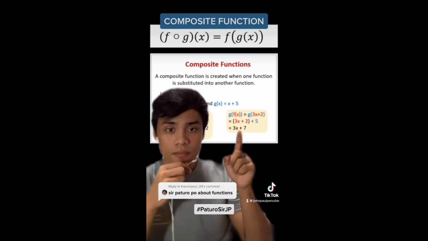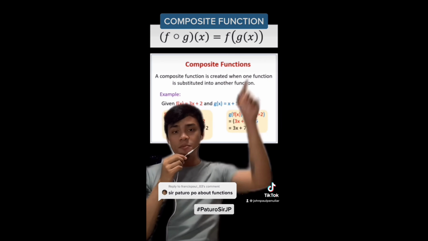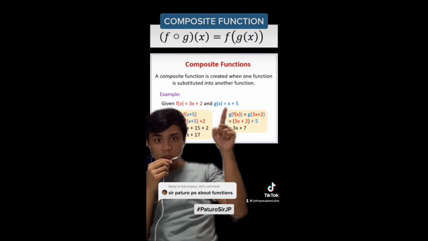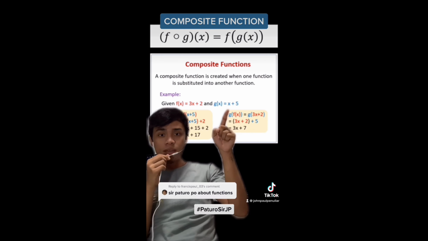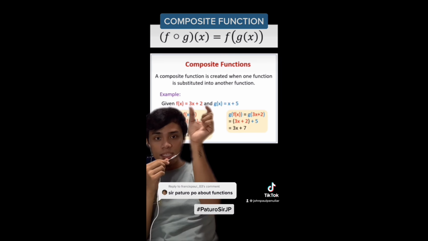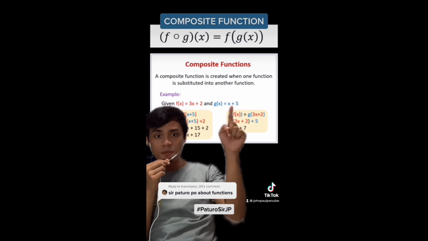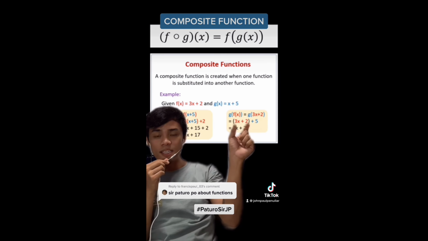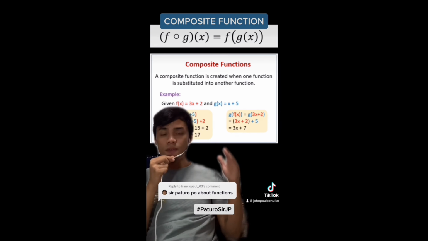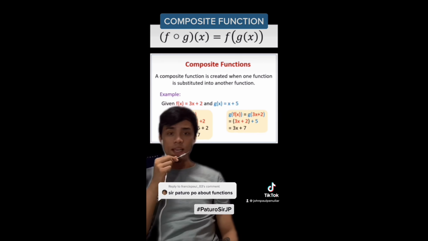Balikan rin natin. Paano kung ang hinanap? G circle f. So, yun naman, instead of f of g of x, maging g of f of x. Yung f of x naman natin, ang i-insert natin dito sa variable dito sa g of x na equation. Okay? So, yung x plus 5, yung x na yun, papalitan ko ng 3x plus 2. Ayun. 3x plus 2 plus 5. Kasi ang hinahanap is g circle f. Okay? G of f of x. And then you simplify, 3x plus 2 plus 5, this will give you 3x plus 7.